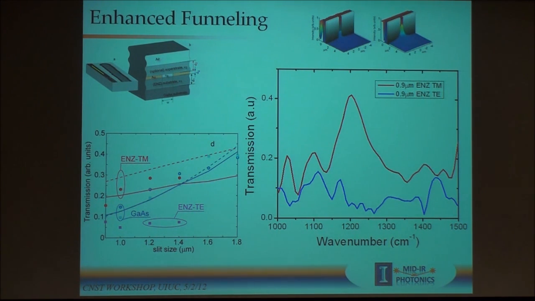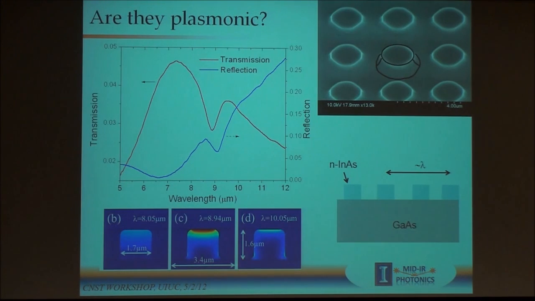So despite all the losses that we have in our material from all these free carriers, we still get more light. So we're essentially funneling this light into our sub-wavelength mode in this very narrow slit. Okay, so that's one of the neat things that you can do at epsilon near 0.